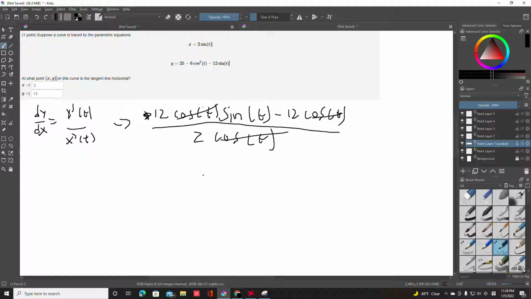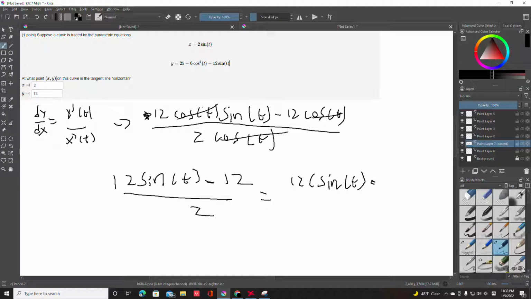And then we can simplify this. We would get 12 sine t minus 12 over 2. And then we would factor this out here, sine of t minus 1 over 2. And then this would cancel out. We would get 6 sine of t minus 1 is equal to 0.